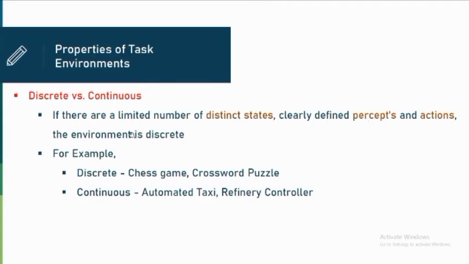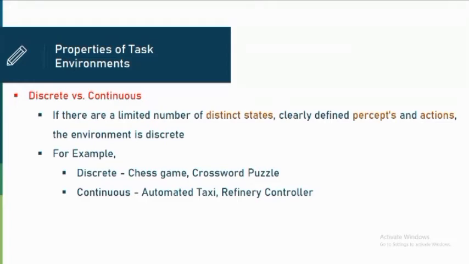Percepts an action. The environment is discrete. Otherwise, it is continuous. Continuous environment means you play a game like Subway Surfer or Temple Run. Those environments are continuous environments. They are not going to change. The environment is going to be continuous throughout the time.